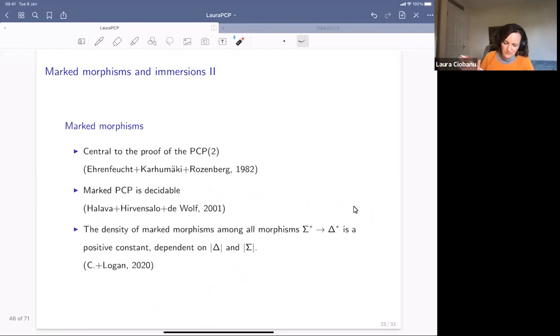Now for free groups, so why do we care about this? Well, it turns out that looking at these marked morphisms was crucial to proving that PCP on an alphabet of 2 letters is decidable. It was shown that it's decidable in general, in fact, by these 3 authors. And it turns out that if you count all the marked morphisms among all morphisms between 2 free subgroups, it has a positive density. So it's not a negligible set. They're not just some maps that never appear. It seems like an arbitrary, as I said, artificial condition, but in fact, lots of maps satisfy this condition.